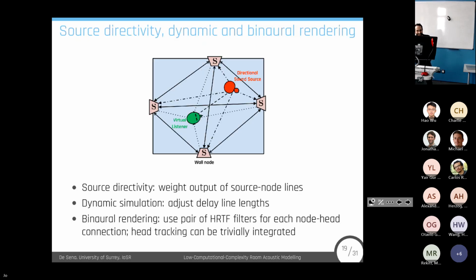Okay, sorry. So getting back to your question, because you have a physical interpretation of the network, you also know where these delay lines are coming from. And that means that you can weight each delay line by whatever filter you want. That can be a higher order ambisonics equivalent, an HRTF, or whatever microphone array you'd like to use. The same goes for the directional sound source. Another possibility is that you can change the simulation as you go along. If the virtual listener moves, you just update the delay line lengths, and that enables six-degrees-of-freedom rendering.